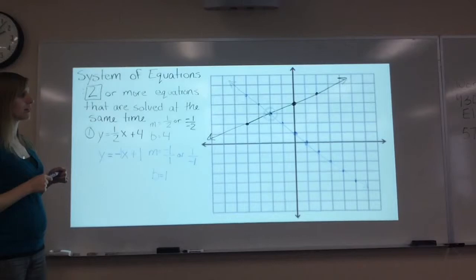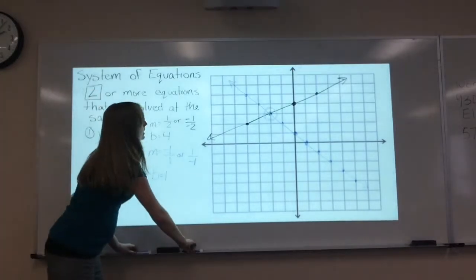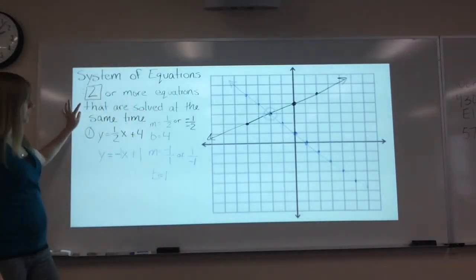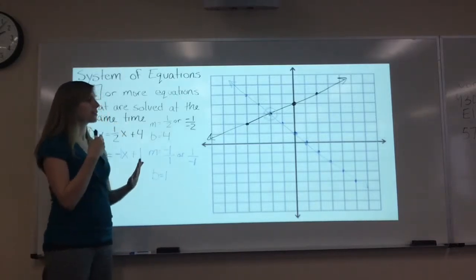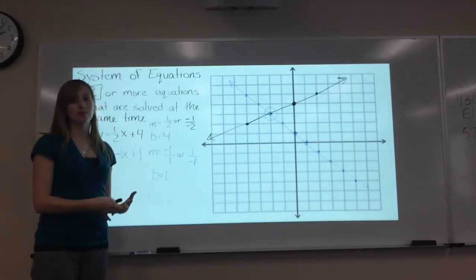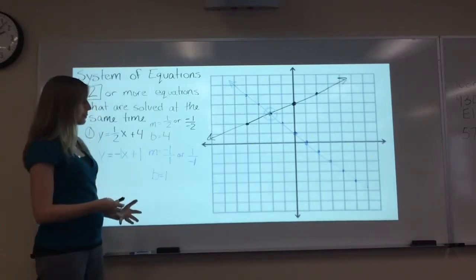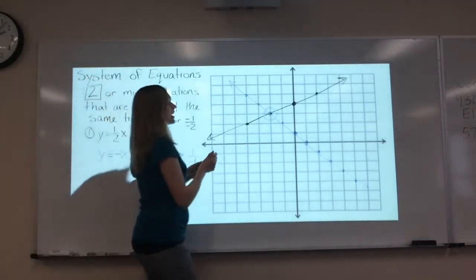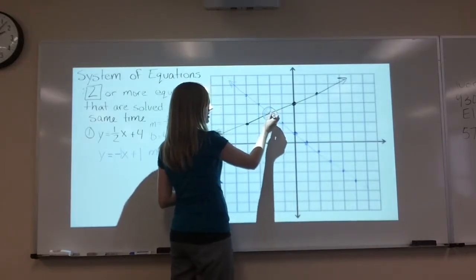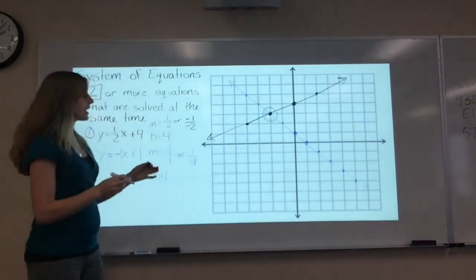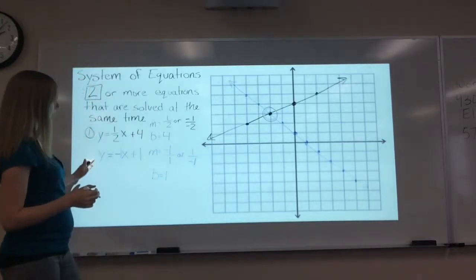So you will notice there is one place that they have in common. Now, because we are solving two equations at the same time, we are looking for the point where the two equations are the same, the point that they share in common. And in this case, it's where they intersect, right here. There is one place on this graph that is an answer for both equations.